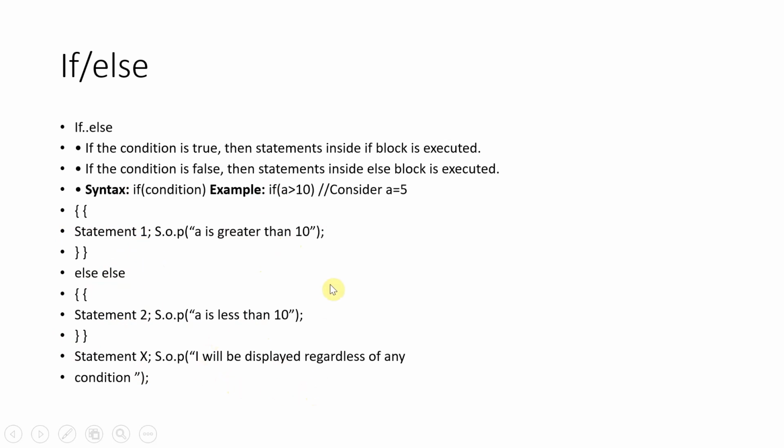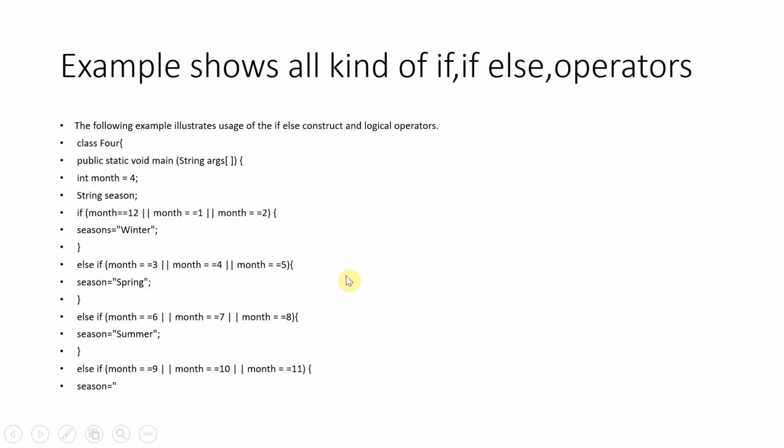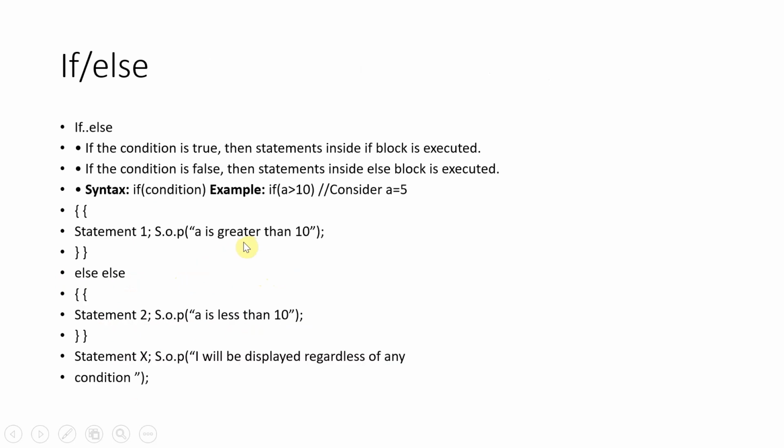So this example shows you all kinds of if else. You have a public class for month. Month is equal to, now this is the OR, and month is 12 or 1 or 2. If any of these is true, it will say season is equal to winter. In this case, it will not print because month is 4, correct? Else if month is equal to 3, 4, 5, season is equal to spring. Similarly 6, 7, 8 and else if. So here, in addition to the else, you are also giving an if condition, else if.